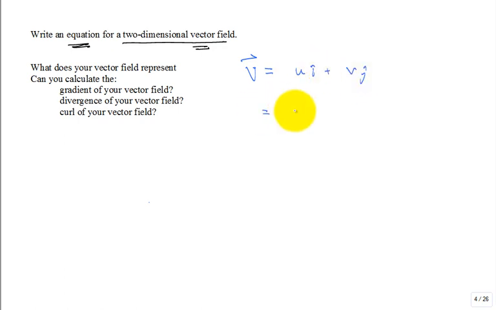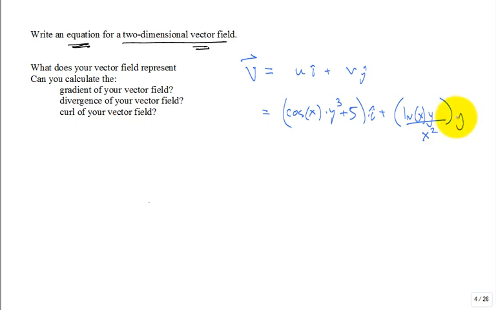Well, something like the cosine of x times y cubed plus 5 I can write i, plus something, some function, I don't know, we can make it up. Natural log of x times y divided by x squared j. There, I just made it up.